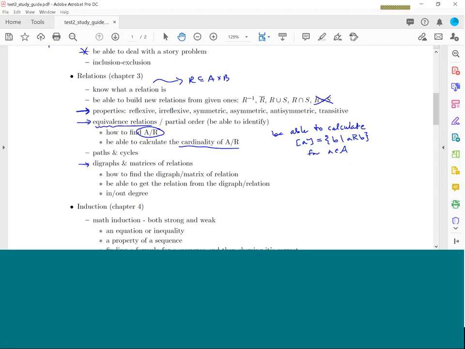So that would be the things that you could look at with relations. The big things are identify properties, identify if it's an equivalence relation, be able to write it in the different formats, and be able to calculate, off equivalence relations, your A mod R stuff.